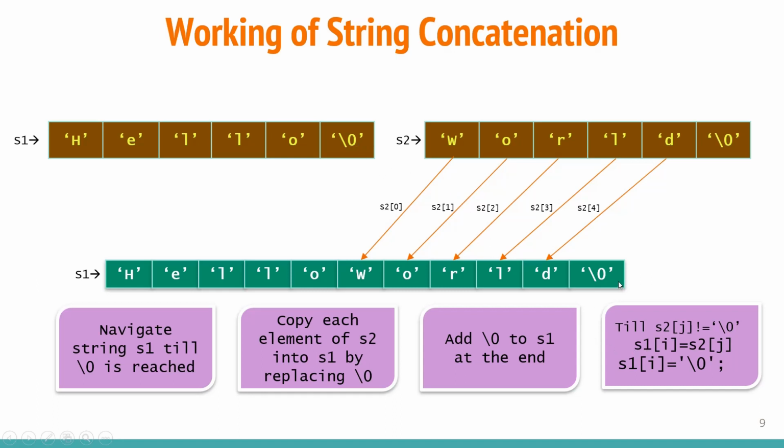And at the end, since it is our responsibility to copy the backslash 0, I am just going to put backslash 0 in s1 at the index position i plus j. So you can now notice originally the number of characters available in s1 including backslash 0 were 6, hello followed by backslash 0. After concatenation, the length has been increased. That's why I am using i plus j to copy the backslash 0 for s1. We will now try to write the program.